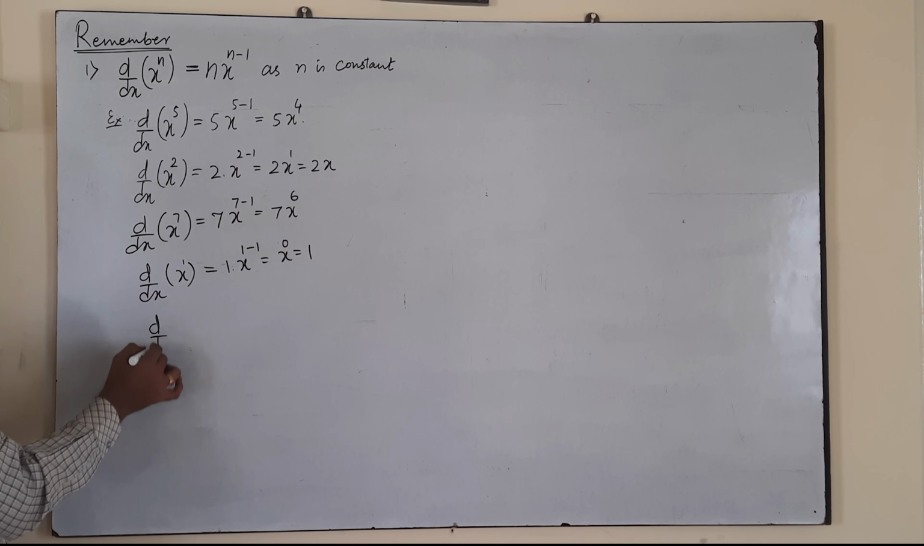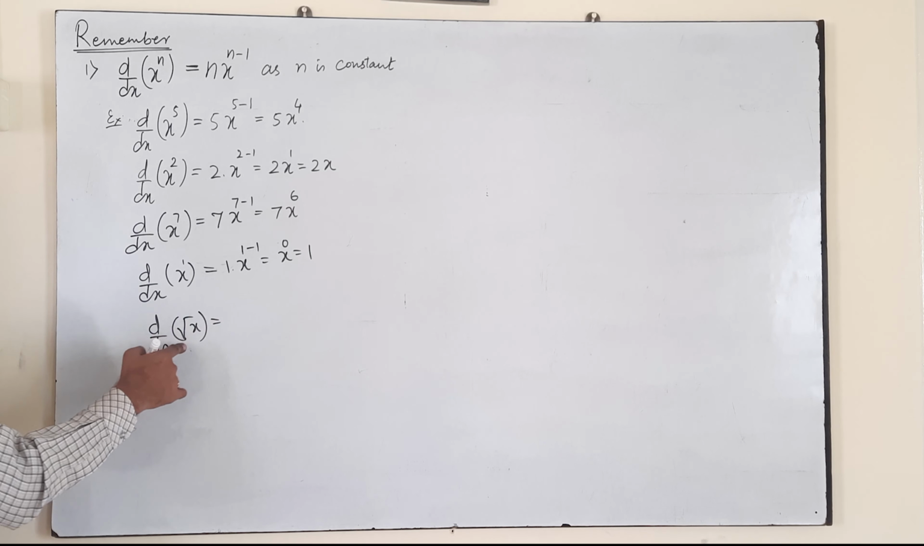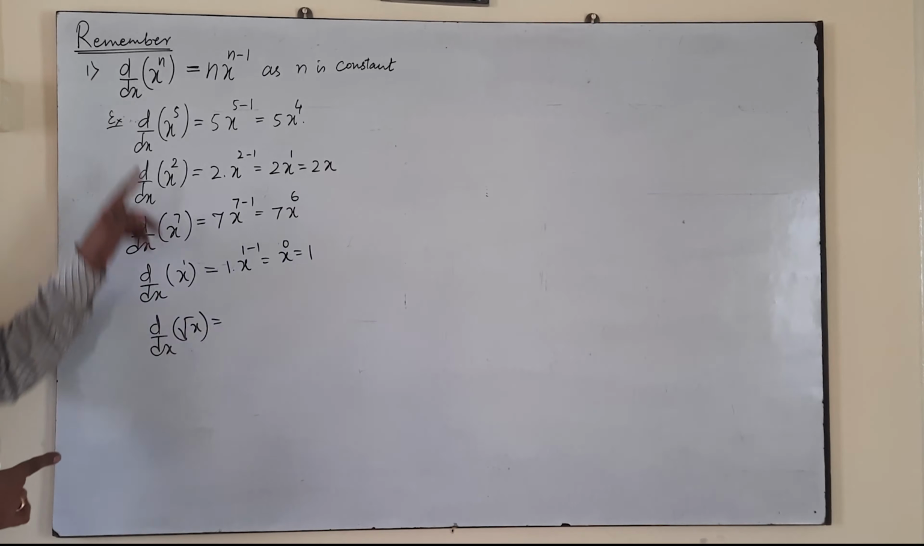What about derivative of root x? Look, how do we do this? Verify whether the given data is in that form. Is root x in the form x power n? No. So first we have to convert. How to convert? d by dx of root x is nothing but x power 1 by 2. Root x is the same as x power 1 by 2. Now it is in the form x power n.